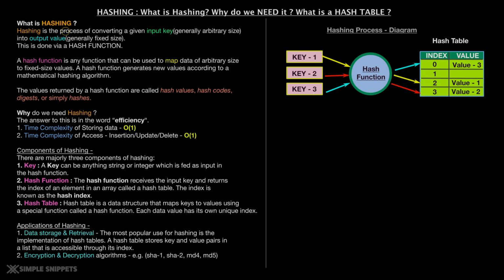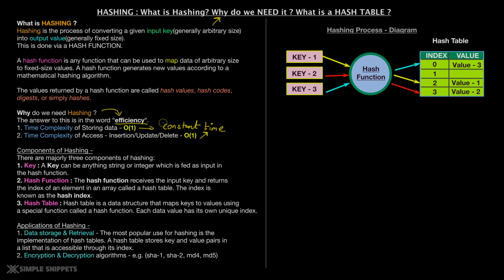So now that you've understood the basics of hashing and what a hash function is, the bigger question, or the main question, is why do you need it? To answer this, there is one important word, which is efficiency. Basically, the time complexity of storing data in a hash table is generally O(1), which is basically constant time. Similarly, the time complexity to access that data, basically inserting, updating or deleting, is also constant time.